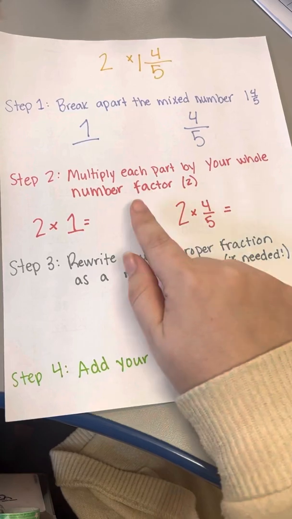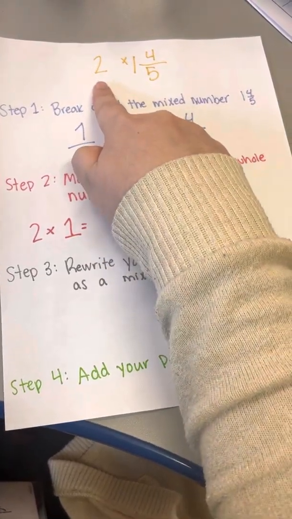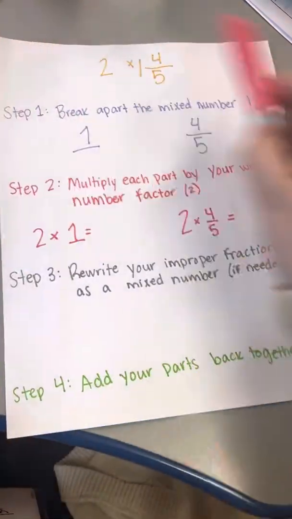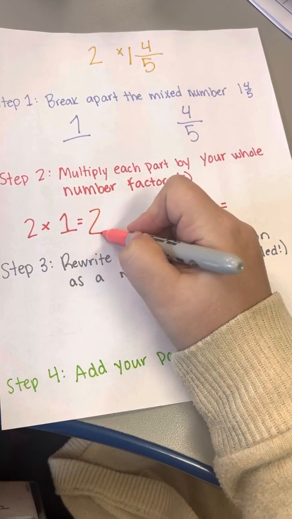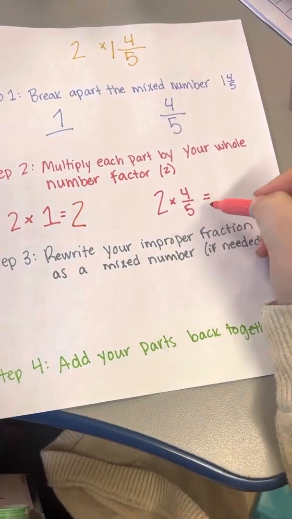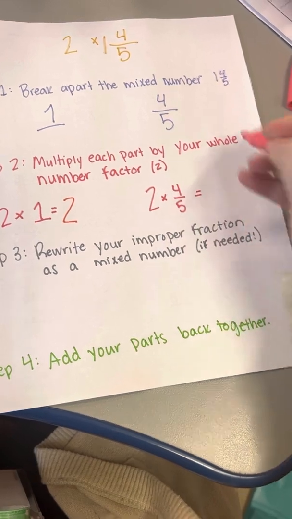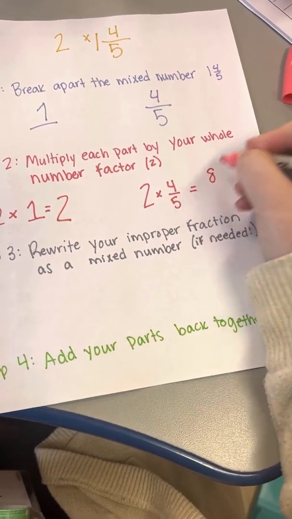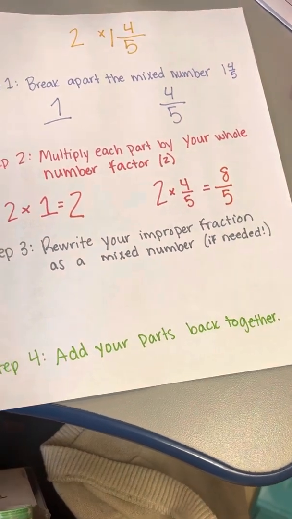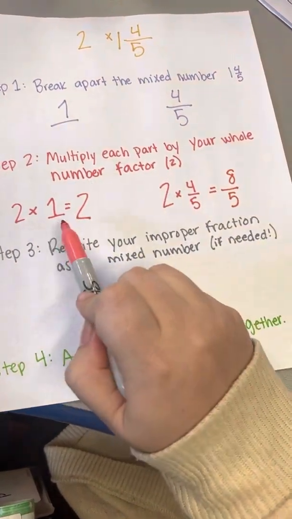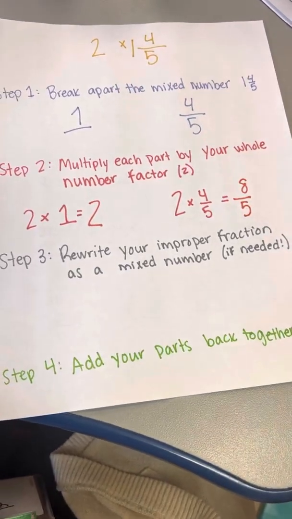Then in step 2, I'm going to multiply each of those parts by my other factor. In this case, my other factor is 2. So I would do 2 times 1, and that equals 2. And then I do 2 times 4/5. So here I'm going to multiply 2 times 4, which is 8. And then my denominator stays the same. So 8/5. Okay, so I multiplied my whole numbers, and then I multiplied my fractional part, and I did them both by my other factor.